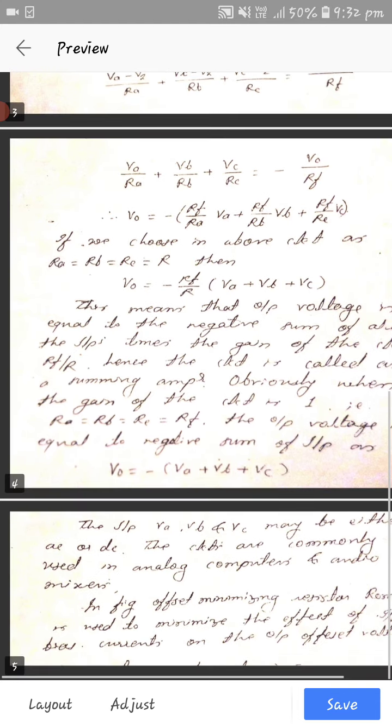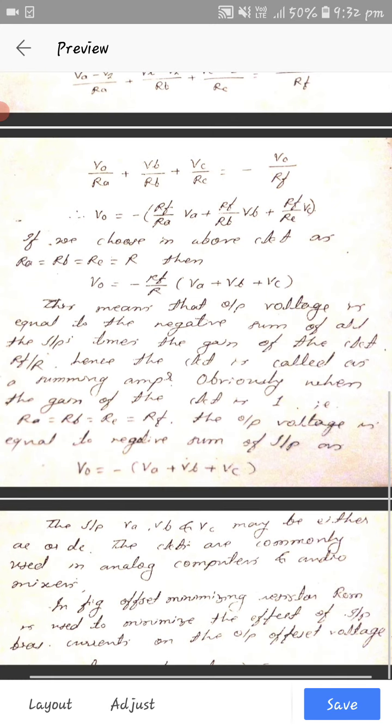Therefore the output voltage V0 is equal to minus, in bracket, RF upon RA, VA, plus RF upon RB, VB, plus RF upon RC, VC. That is, feedback resistor upon input RA resistor into voltage VA, plus RF resistor upon RB resistor into voltage VB, plus RF resistor upon RC resistor into voltage VC.